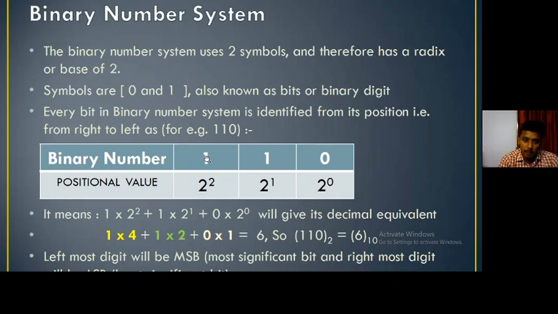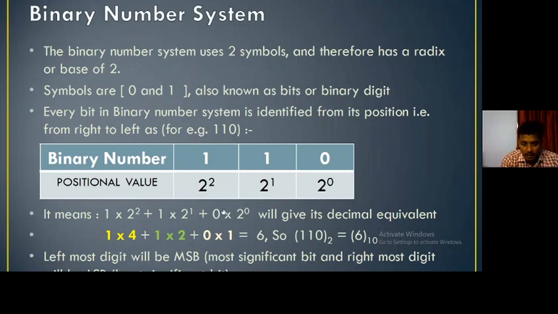Now multiply each number from the right side onwards with its positioning value, that is 1 into 2 square, that is 4, plus 1 into 2 power 1, that is 2, plus 0 into anything, that is 0. So 4 plus 2 is 6. So now I can write that the binary number 110 stands for 6 in the decimal number system.